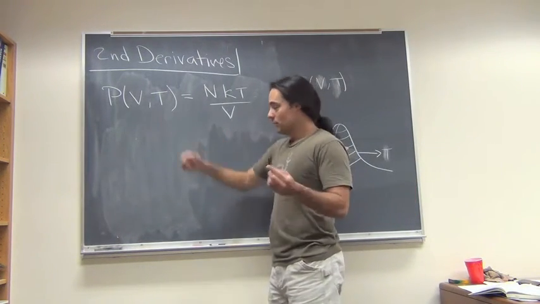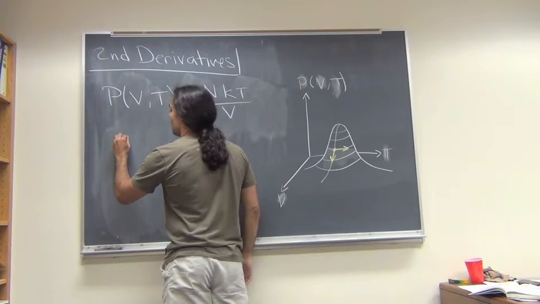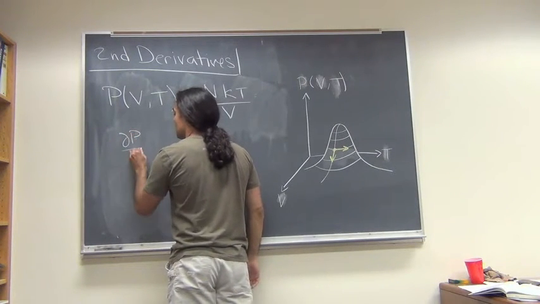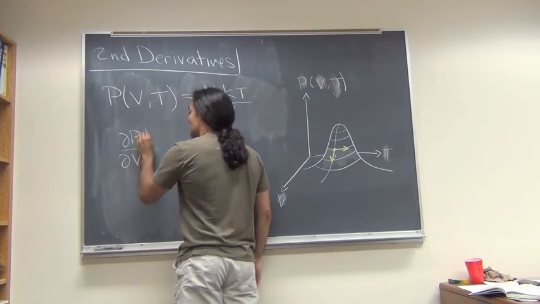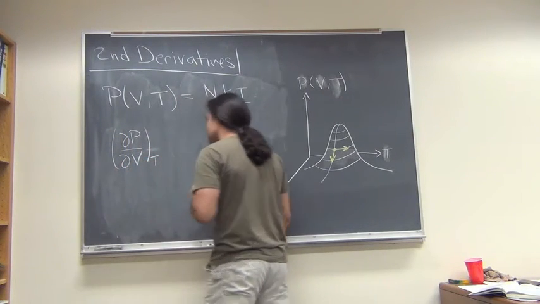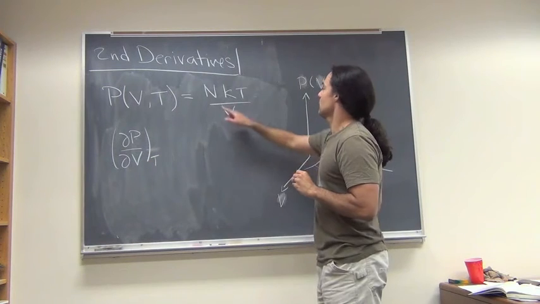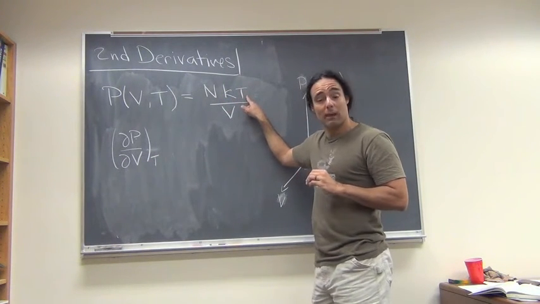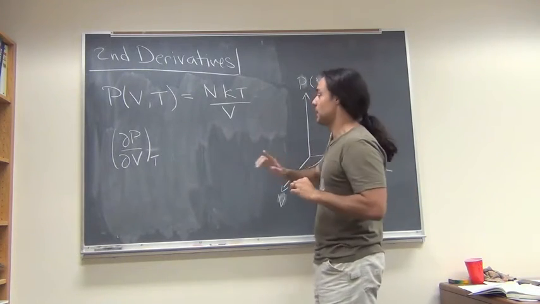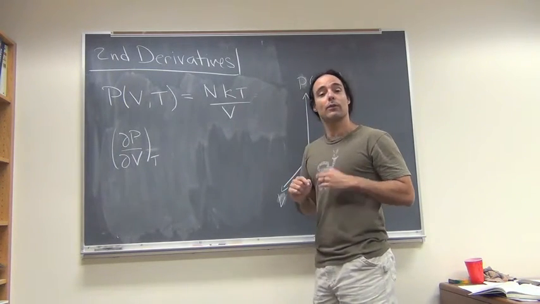So first thing I want to do, let's take dP/dV, holding temperature constant. So I look at that. That means k is a constant, n is a constant. I'm going to treat temperature as a constant, even though it might not be. And I'm going to take a derivative with respect to V.